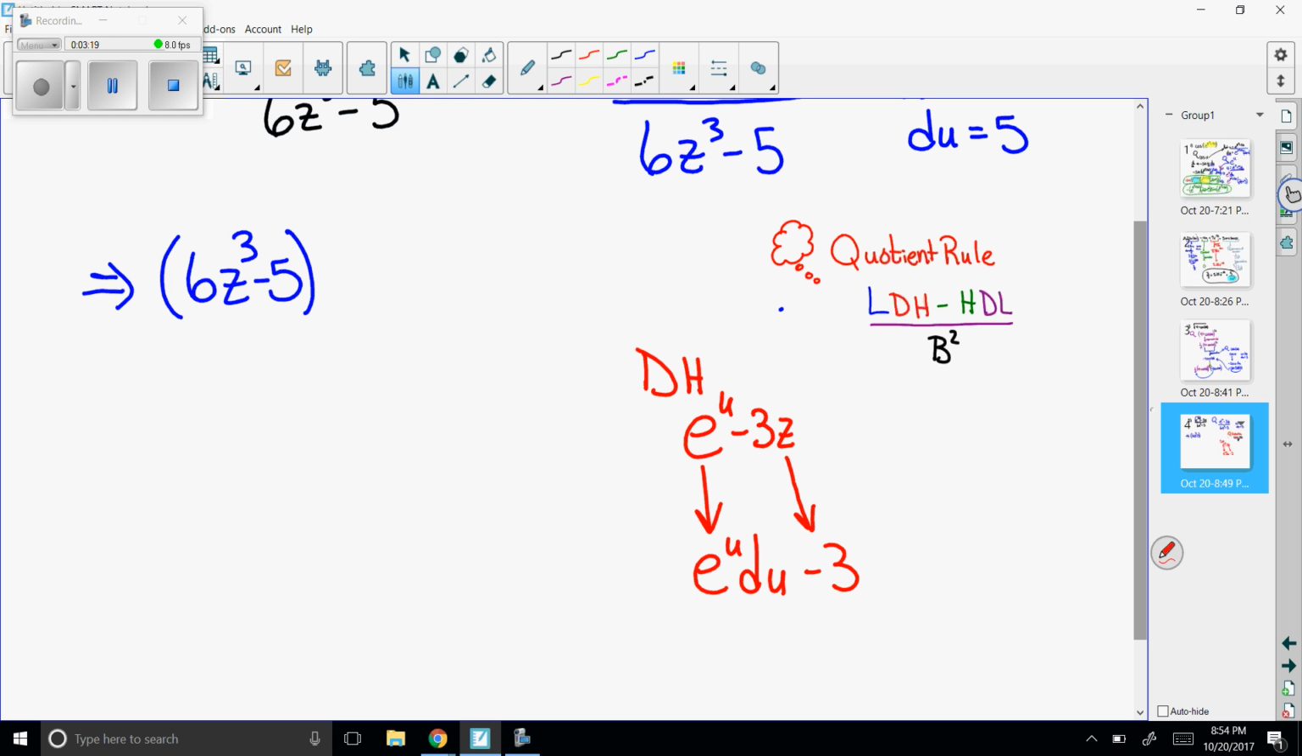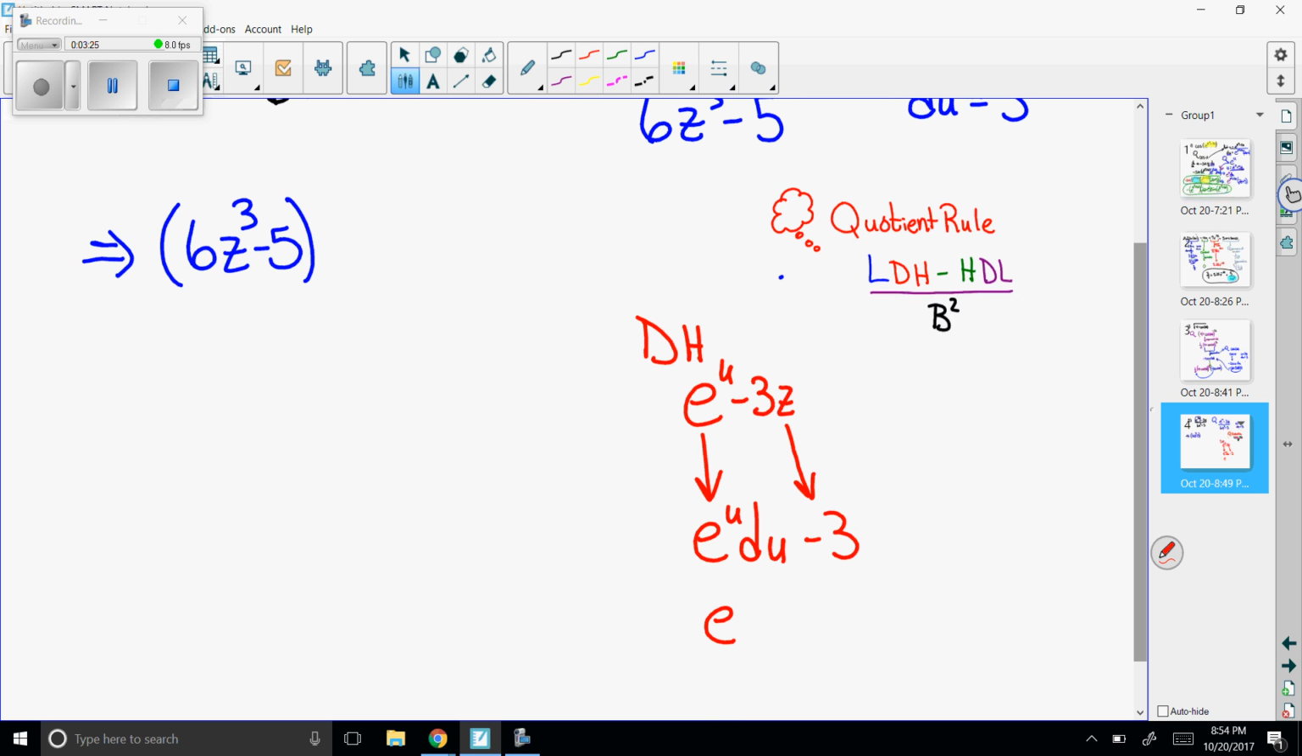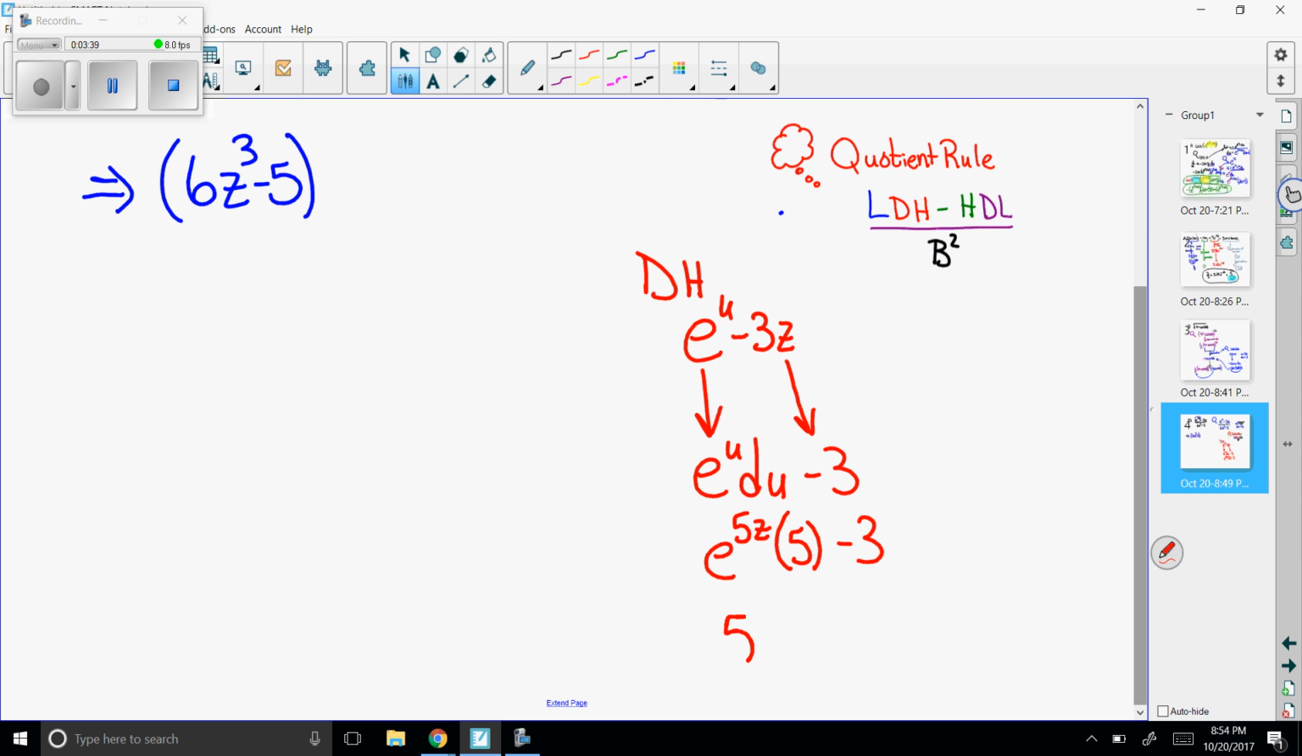So it's just e to the u du, and then the derivative of 3z is just going to be 3. Now substitute in your information. u was 5z, so it's e to the 5z, and du, the derivative of 5z, is just 5. So the derivative of the high happens to be 5e to the 5z, and then minus 3 is the second term. So I'm going to put that in my derivative over here. We have the low in blue, and d high is 5e to the 5z power minus 3.